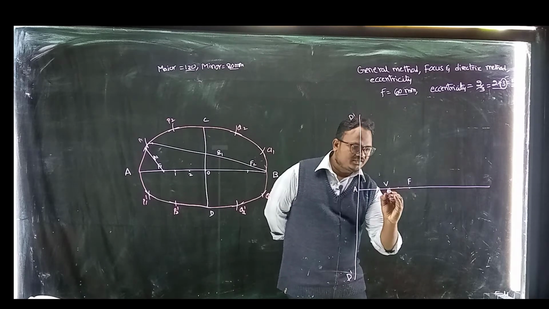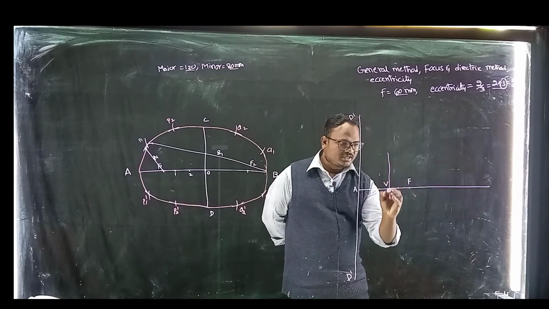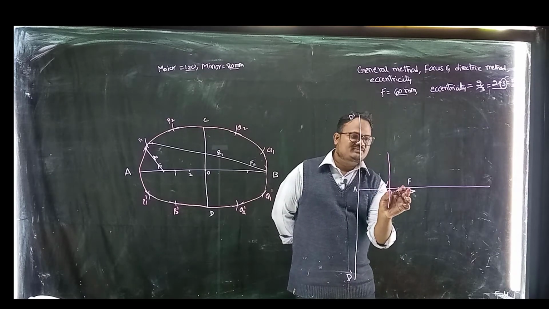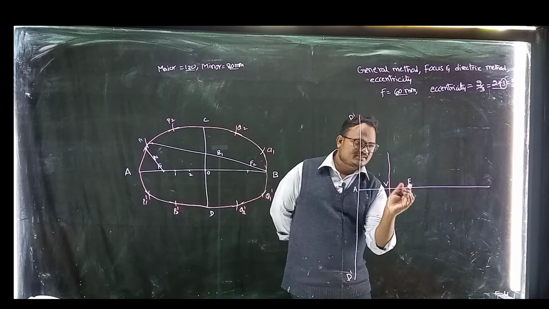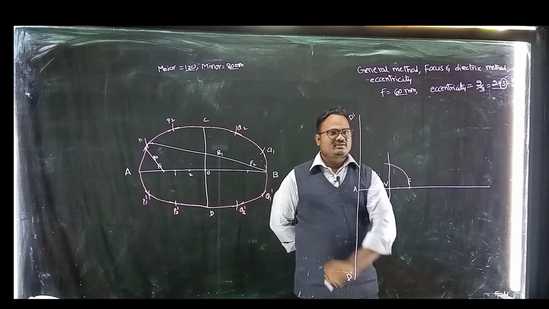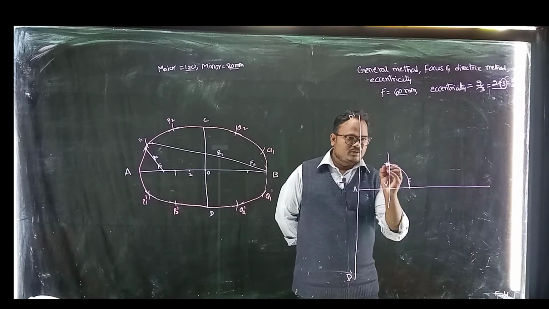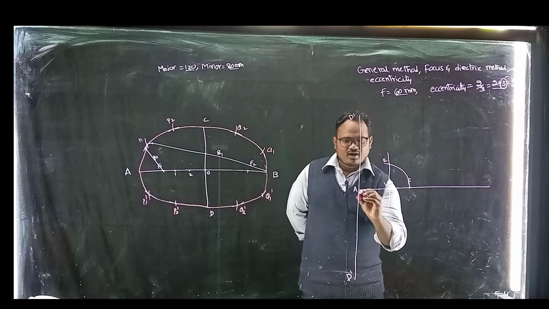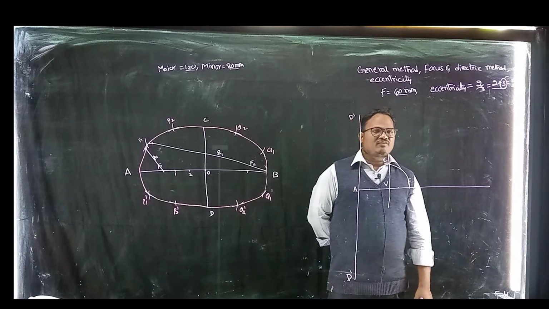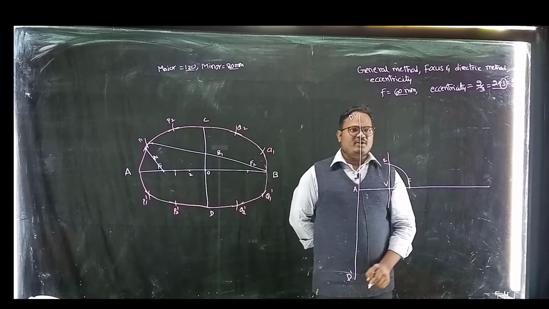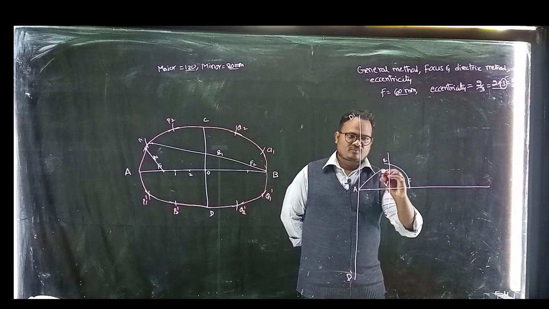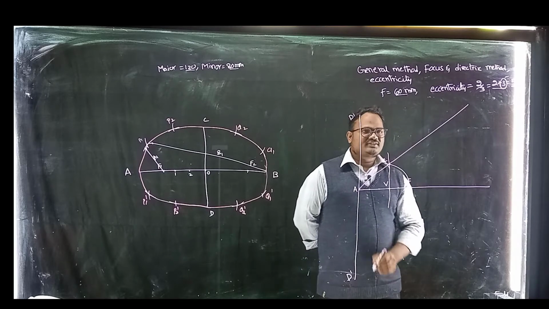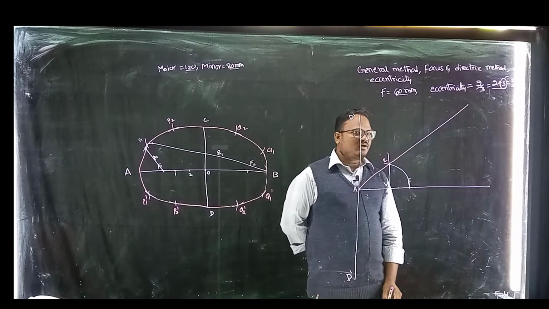After getting the vertex, draw one vertical line at the vertex. V as center, VF as radius, draw an arc. This arc touches the perpendicular somewhere. Mark that point E. Now from the origin draw one inclined line passing through this point.